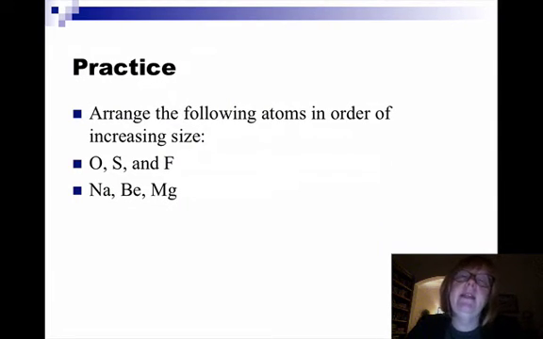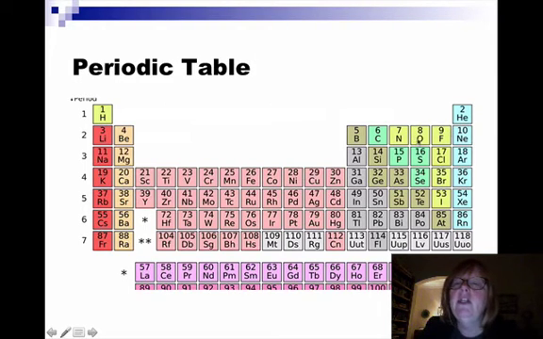We would like to list the following atoms in order of increasing size. Increasing size means we want to go from smallest to largest. Okay, we're looking at oxygen, sulfur, and fluorine. Who is the smallest? Oxygen, sulfur, or fluorine? Well, fluorine will be the smallest because it's farthest to the right and highest up. So fluorine is the smallest, and then oxygen, and then the largest is sulfur because it's down below.